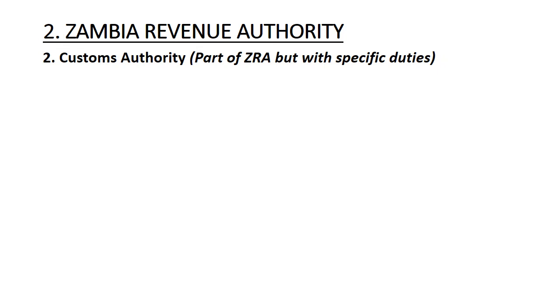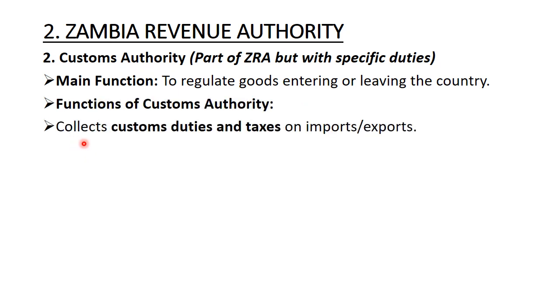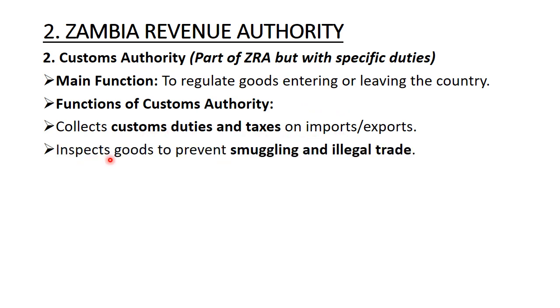Next, since ZRA works with customs, we're going to look at customs authority. Customs authority is part of ZRA, but with specific duties. Its main function is to regulate goods entering or leaving the country. Some of the smaller functions include: it collects customs duties and taxes on imports or exports. It also inspects goods to prevent smuggling and illegal trading.